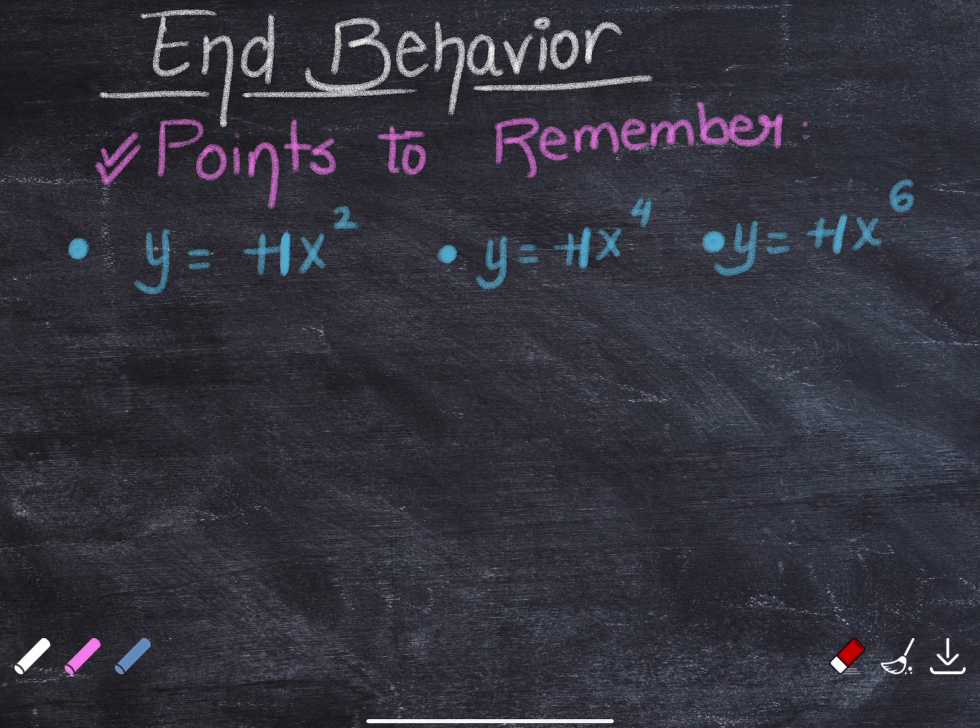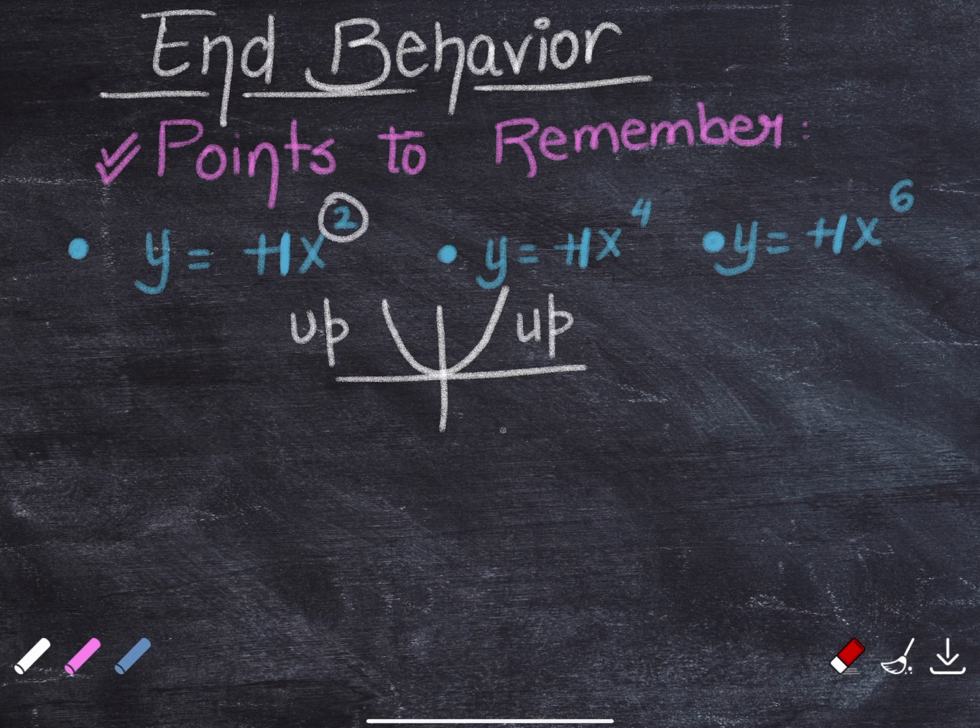Whenever you have functions like these, which are even functions and their leading coefficient is positive, they are going to be up and up functions. That means the end behavior will always be up on the left hand side and up on the right hand side. So this is something to remember. The degree of all of these three functions is an even degree. Hence, these are even functions with a positive leading coefficient.